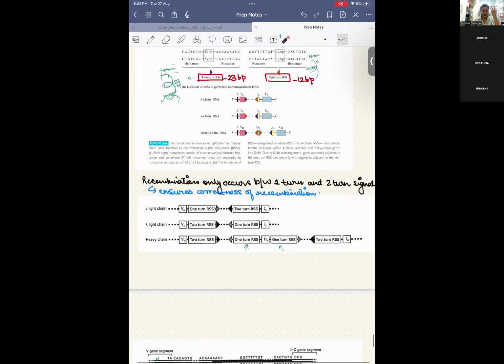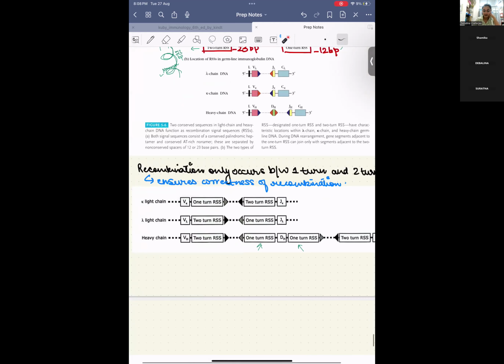So the kappa light chain is arranged in a way where this one-turn sequence is downstream of the V kappa, the variable kappa. So we say that there are 20 such variable regions. All the 20 variable regions are going to be followed by a one-turn RSS sequence. Any one of these one-turn RSS sequences has a chance to bind to the two-turn sequence, which is upstream of all the different J sequences. Is this part clear? If there's any doubt, please stop me here.